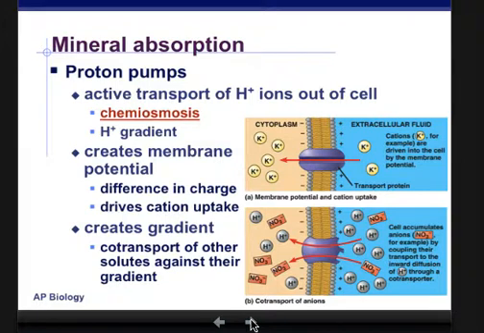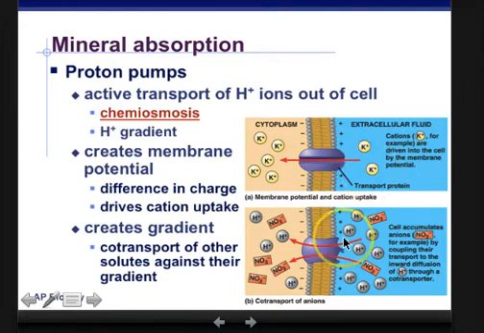Okay, so here's the rest of that. So it's the co-transport. So protons are being pumped out. It's creating a negative charge in the cell so that the cell really wants to take in more positive charge. So here's potassium going in.